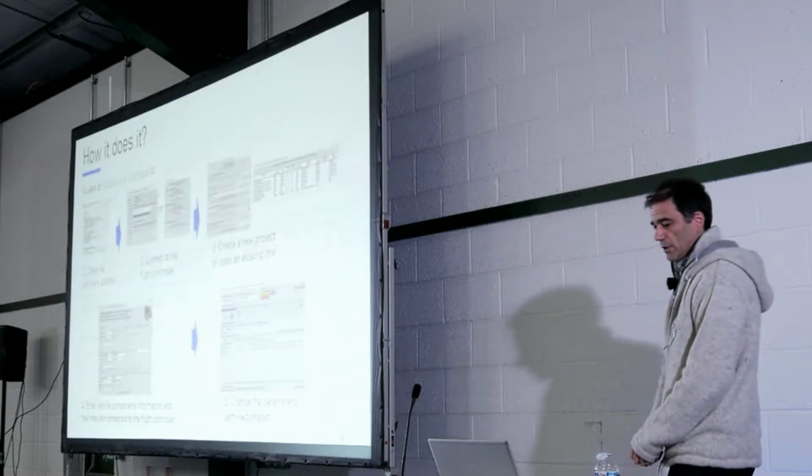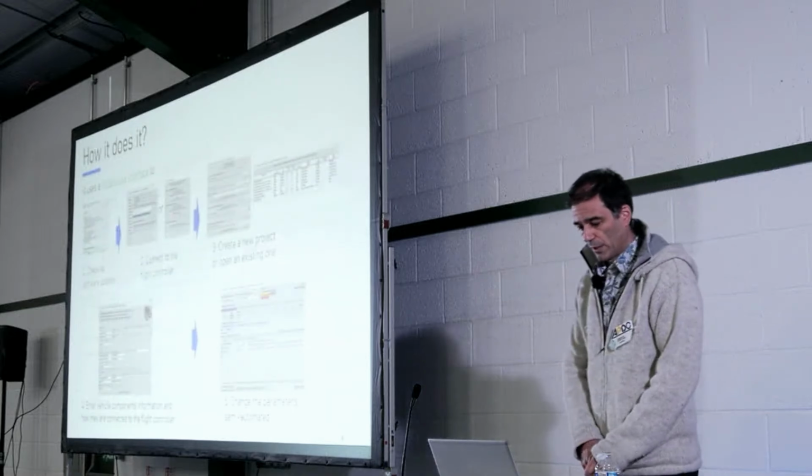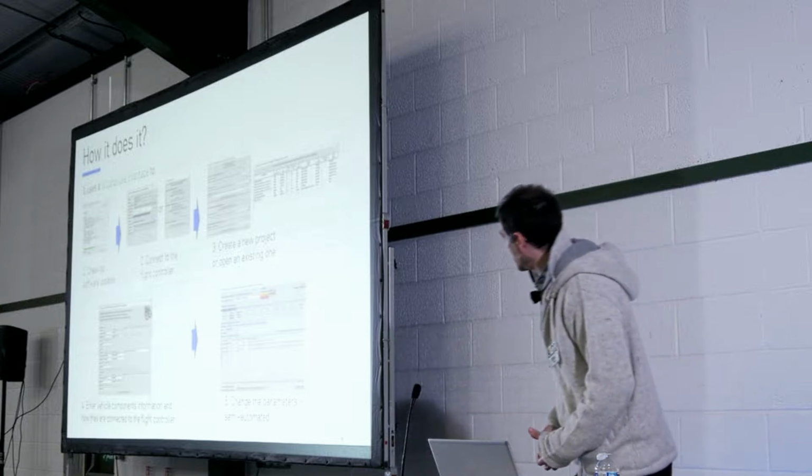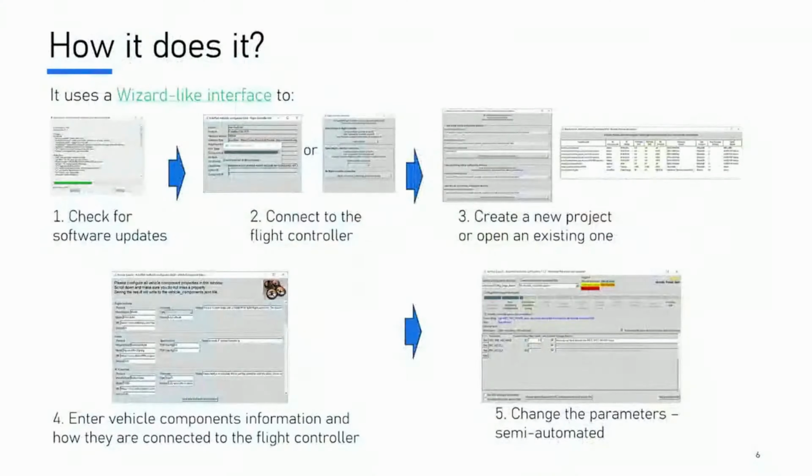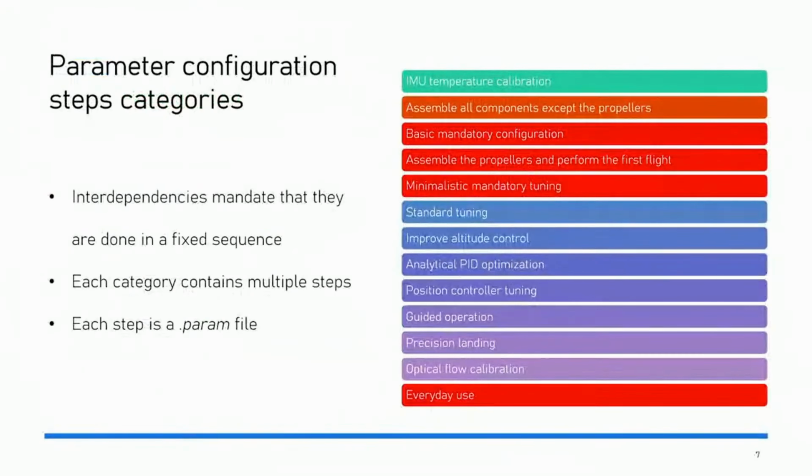So how does it do its job? It's a wizard-like interface. It starts by checking for software updates. If there's a new software version, you're asked if you want to update. Then it connects to the flight controller. Then it asks you to create a new project or open an existing one if you already have one. Then you define the components that your vehicle has, and then you do the parameters. We'll take a look at this later in more detail.